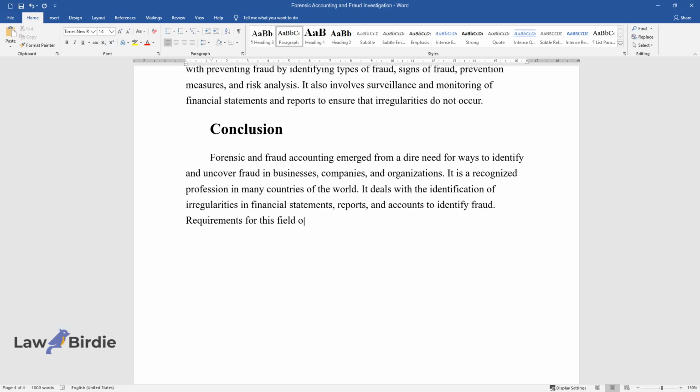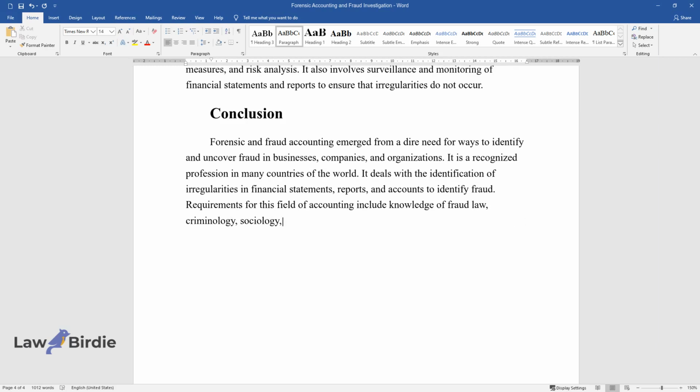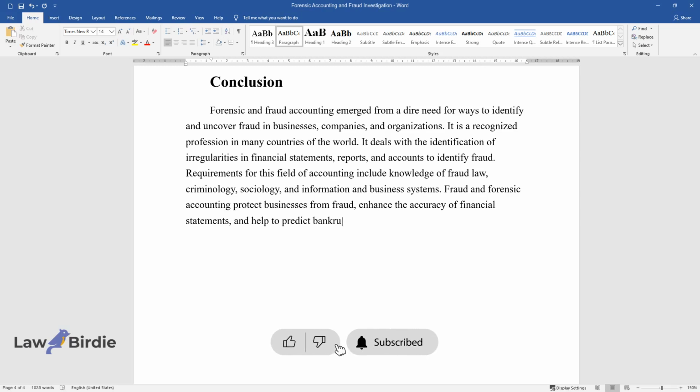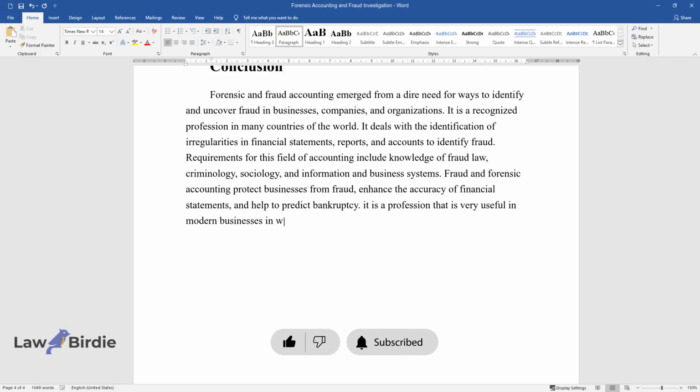Requirements for this field of accounting include knowledge of fraud law, criminology, sociology, and information and business systems. Fraud and forensic accounting protect businesses from fraud, enhance the accuracy of financial statements, and help to predict bankruptcy. It is a profession that is very useful in modern businesses in which fraud is prevalent.